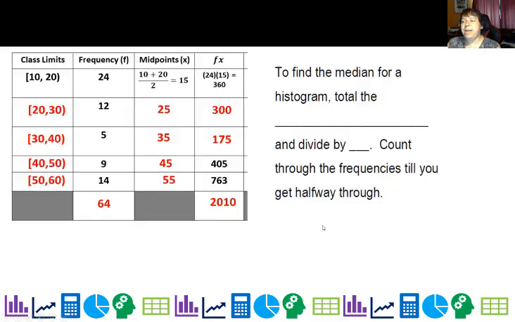Now, sometimes you'll be asked to find a median for a histogram or frequency table. How do we do that? Well, in this case, because we have the bars here, first of all, this will work if I have single values or ranges of values like I do here. All right. First, total the frequencies and divide by 2. Count through the frequencies till you get halfway through. So here I get 2 groups of 32, right? So my median isn't really the 32nd or 33rd point. It's halfway between them, right?